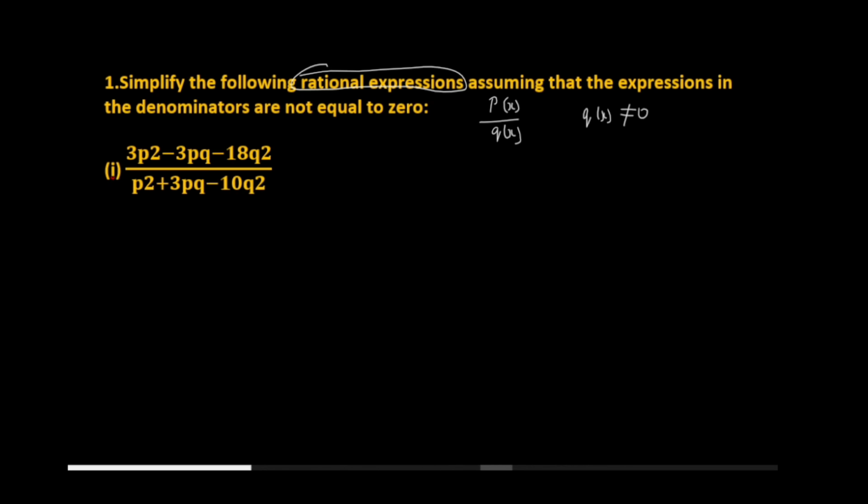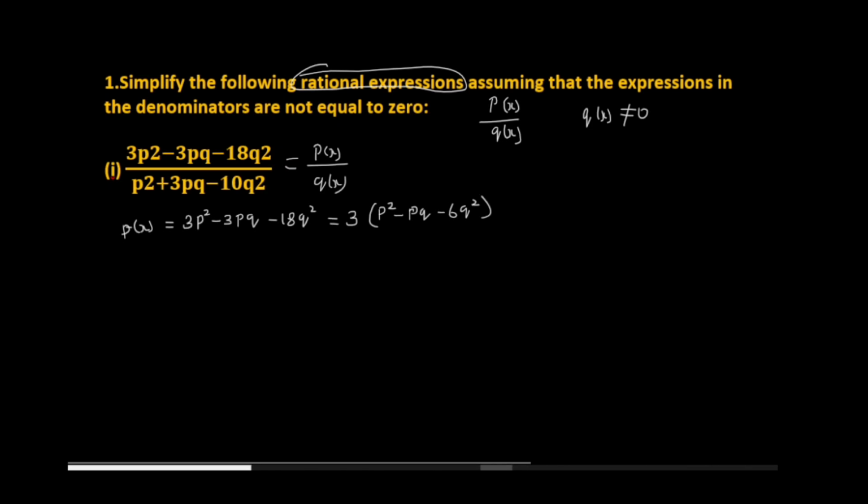Now look at the numerator. We have this in the form of p of x divided by q of x, numerator divided by denominator. If we take p of x, 3p squared minus 3pq minus 18q squared. 3p squared, 3 and 18 are not square numbers, and 3 is common to all three terms, so take 3 as a common factor. So p squared minus pq minus 6q squared.